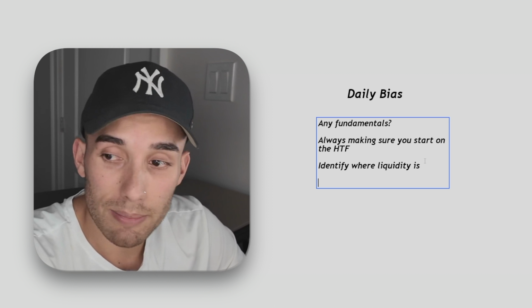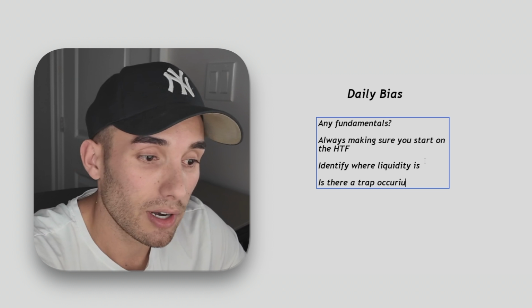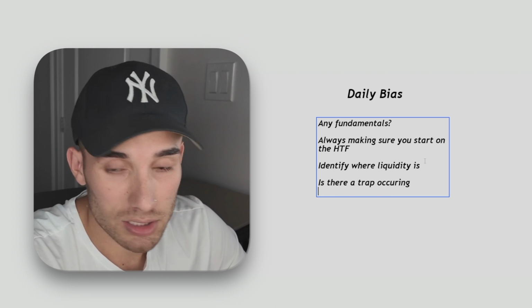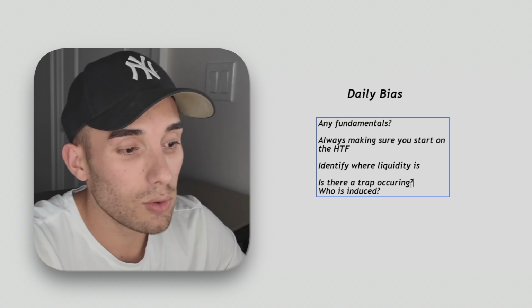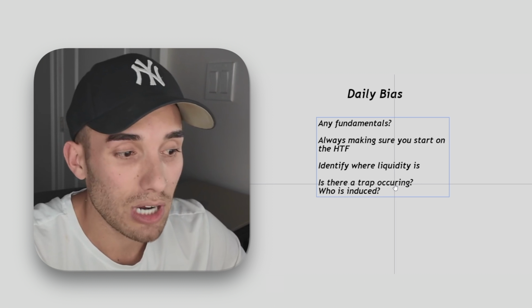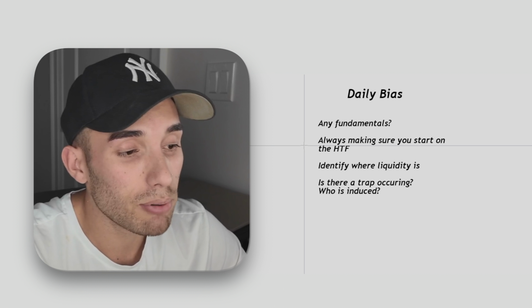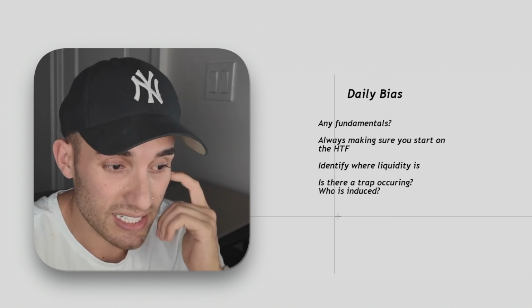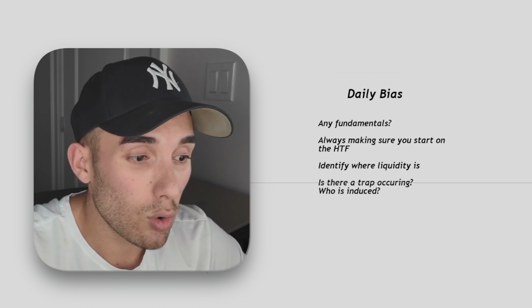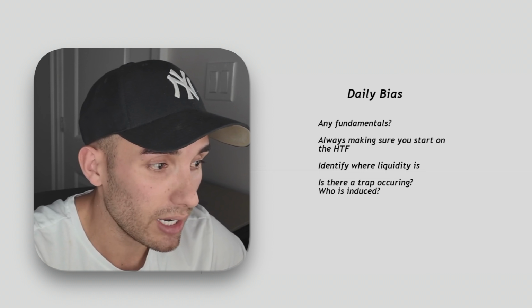Now, the next thing you want to be asking yourself is there a trap occurring? And I'm going to have like a little second part to this. Who is induced? What do I mean with these two new questions? Is there a trap occurring and who is induced? If you go into my previous videos, you can see I go into depth on traps and inducements as a whole, but to give you a quick little shortcut / summary, what do I mean by that?